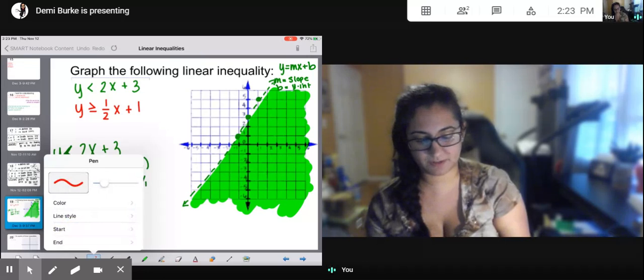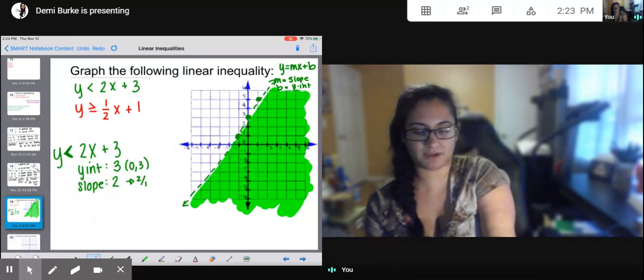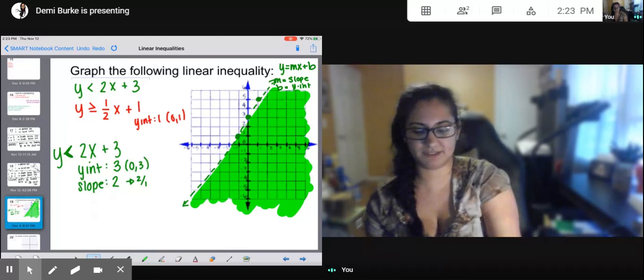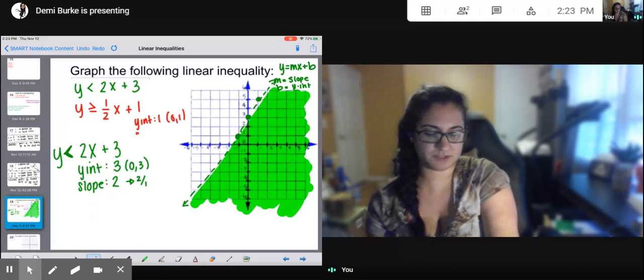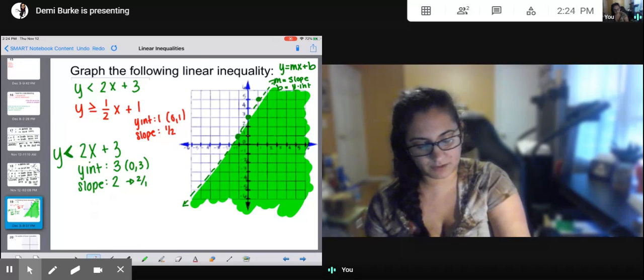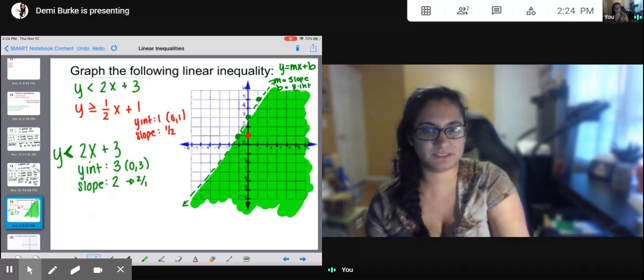Then if we're looking at the red one, we can do that same thing. We know that our y-intercept here is 1, or the point (0, 1). It's still set up very nicely in y equals mx plus b, so that my slope, or my m, is 1/2. So I'm going to put my point at 1 on the y-intercept in red so that you can see the equation. And I'll go up 1 to the right 2.